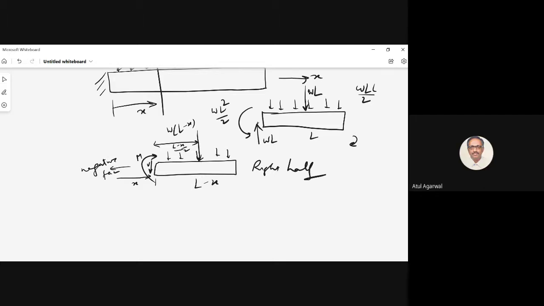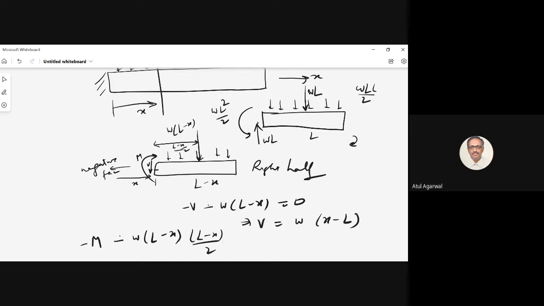Okay. So you see now here, you can find shear force minus V, and this entire force is minus W into L minus X. This has to be 0. So V is equal to W into X minus L. Now similarly, you can take moment about this point. So V will not contribute. This is a clockwise moment, so minus M. And this force will create a clockwise moment, minus W into L minus X at a distance L minus X by 2. This should be equal to 0.